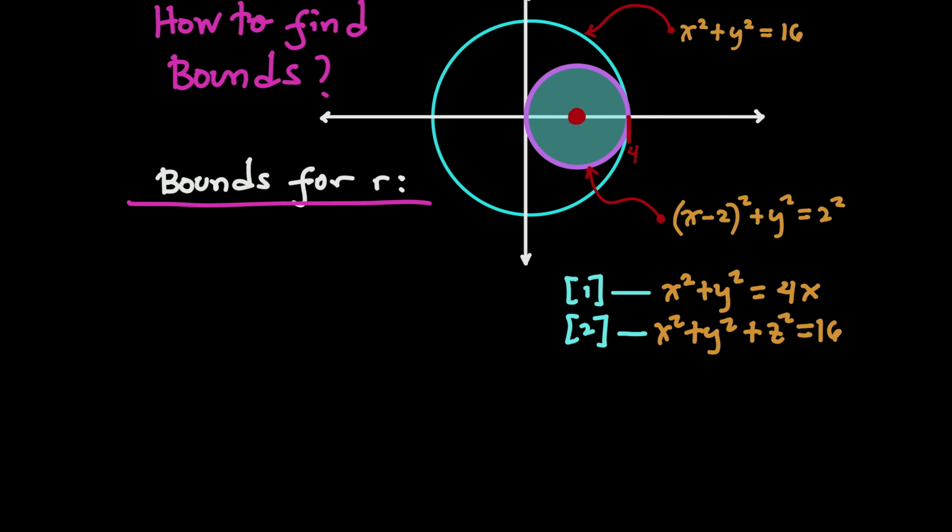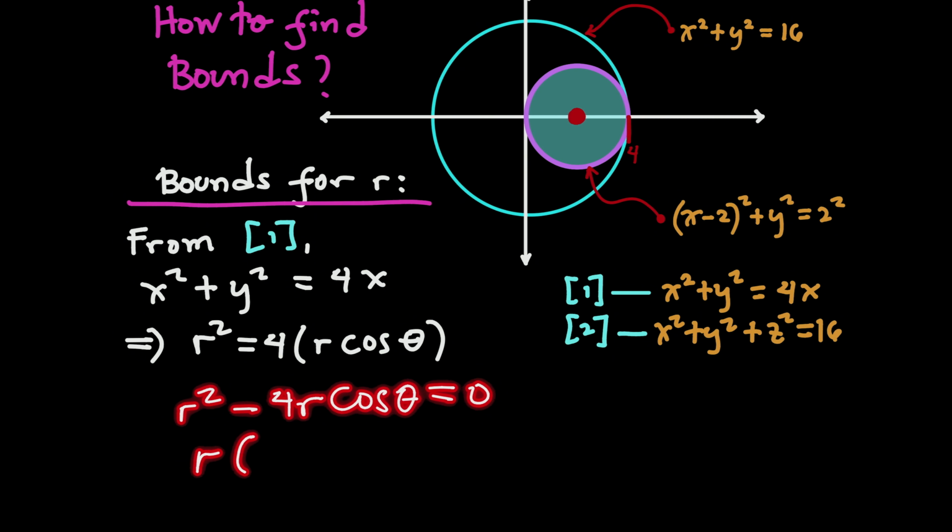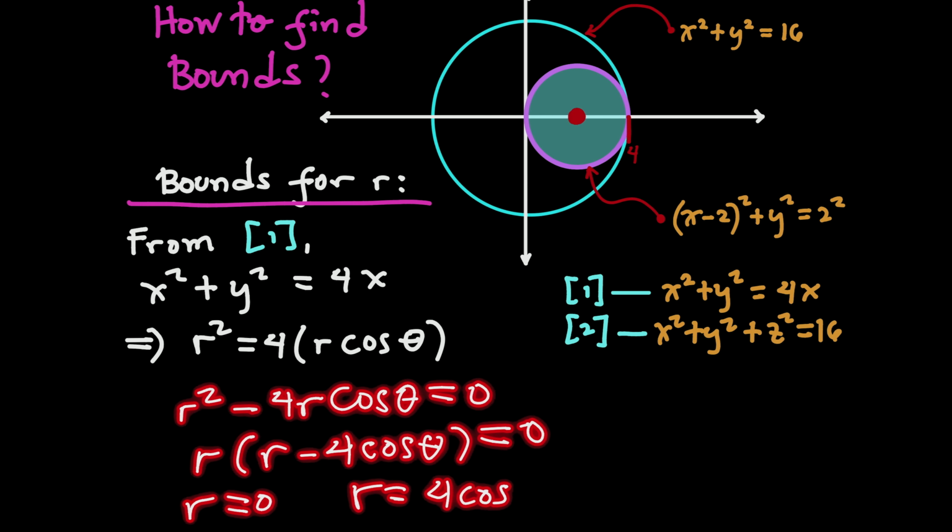From equation 1, we can transpose this one in terms of radius and theta. This one becomes r squared, and this one is replaced by r cosine theta. And hence we have this equation. From this equation, you may choose to transpose this one to the other side so that you obtain r squared minus 4r cosine theta equals 0. By factoring r, we have r times (r minus 4 cosine theta) equals 0. This gives us r equals 0 or r equals 4 cosine theta.